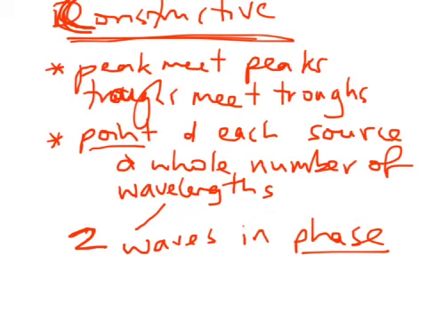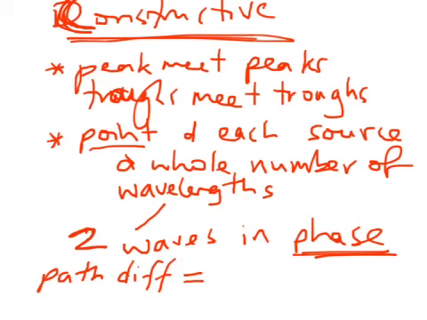Anyway, so the two waves must be arriving in phase, and they each are a whole number of wavelengths from their sources. That means the path difference, I like to talk about the path difference, is going to be a whole number of wavelengths. So we would call it n lambda, where n is 0, 1, 2, 3 and so forth, whole numbers of wavelengths.